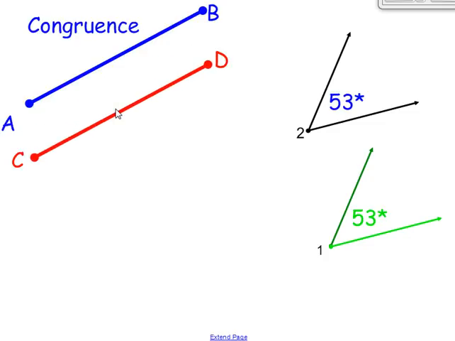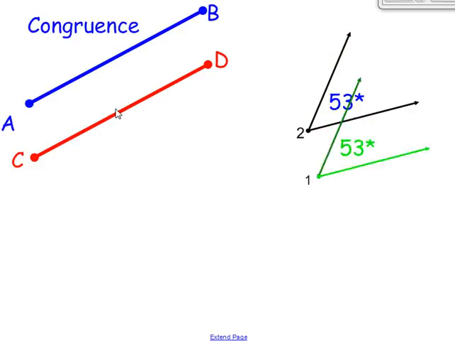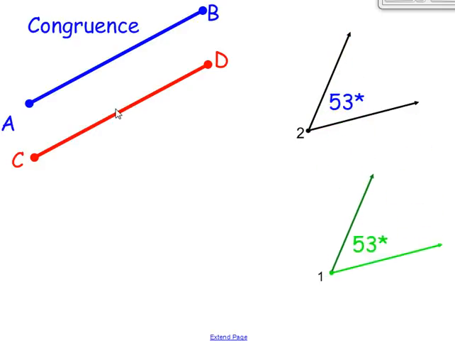Similarly, I've got two angles here, angle 1 and angle 2, and I've got them both marked as 53 degrees. So these two angles are congruent because they have the same angular measure. And we could take these angles and actually overlay them and see that they do in fact match each other right there. So those two angles are congruent.